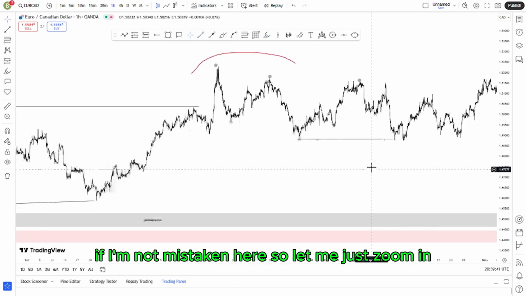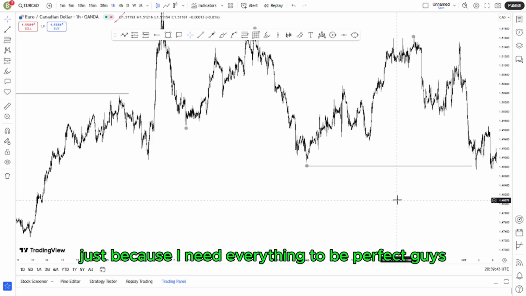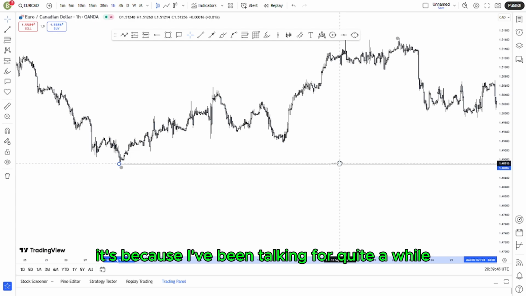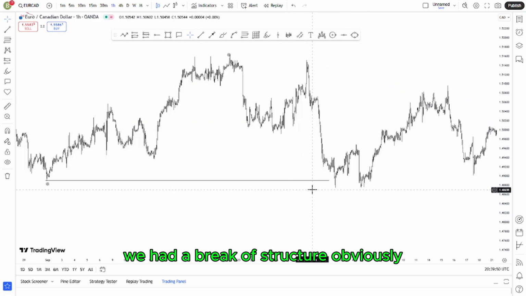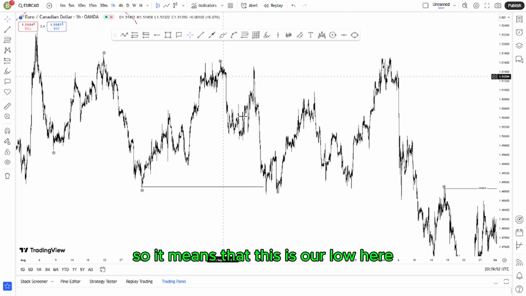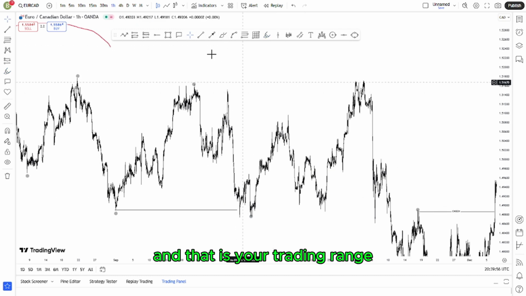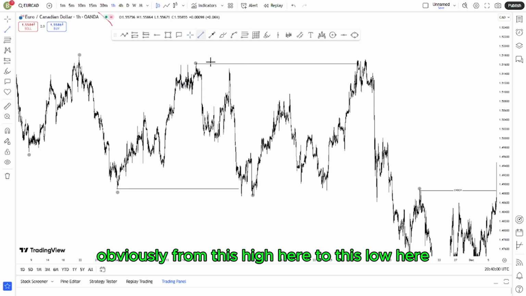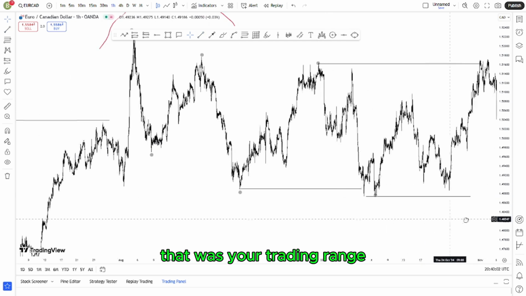So let me just zoom in, just because I need everything to be perfect, guys. Now even though I'm stuttering, it's because I've been talking for quite a while. So as you can see here, we had a break of structure, obviously. So it means that this is our low here, and that is your trading range, obviously, from this high here to this low here. That was your trading range.